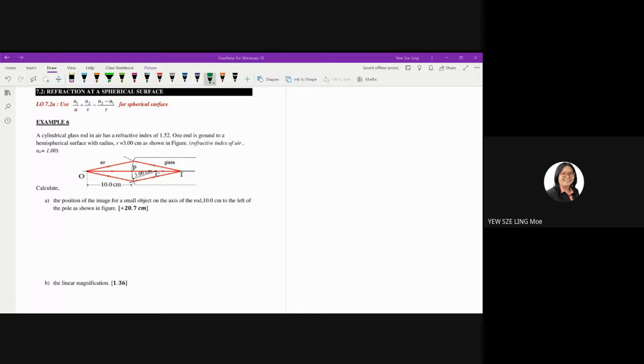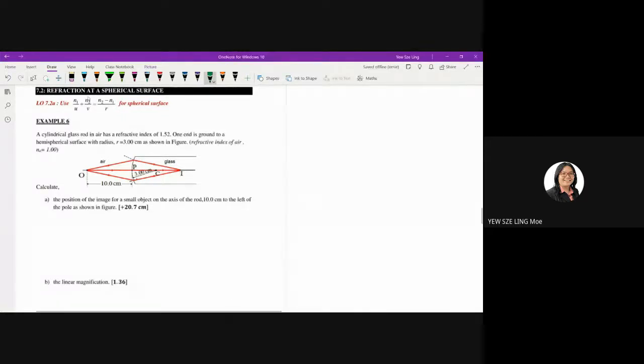Okay, now let us continue with 7.2, refraction at a spherical surface. In the previous lessons, we have seen what happens when a light ray travels from a denser to a less dense medium, or from a less dense to a denser medium. So today we're going to see what happens if the light ray is traveling from one medium towards another medium at a spherical surface.